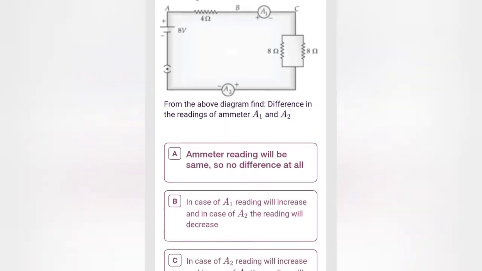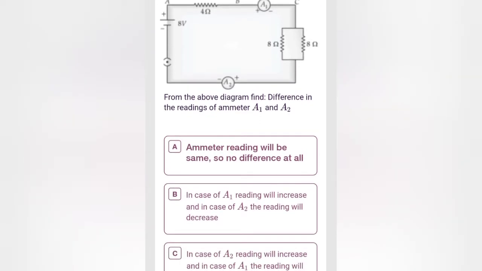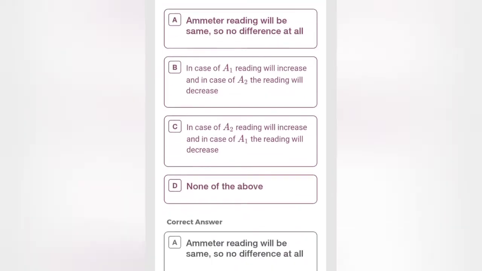From the above diagram, find the difference in the readings of the ammeters A1 and A2. Whatever the current flowing here, the same current will flow here. So here also I, here also I. What is the difference of this? I minus I is going to be 0. So there should not be any difference in current. Ammeter reading will be the same. So no difference at all. Correct. Option A is the correct answer.